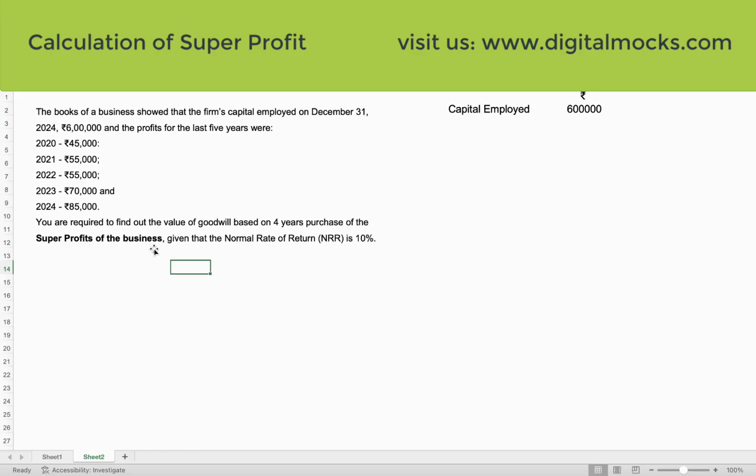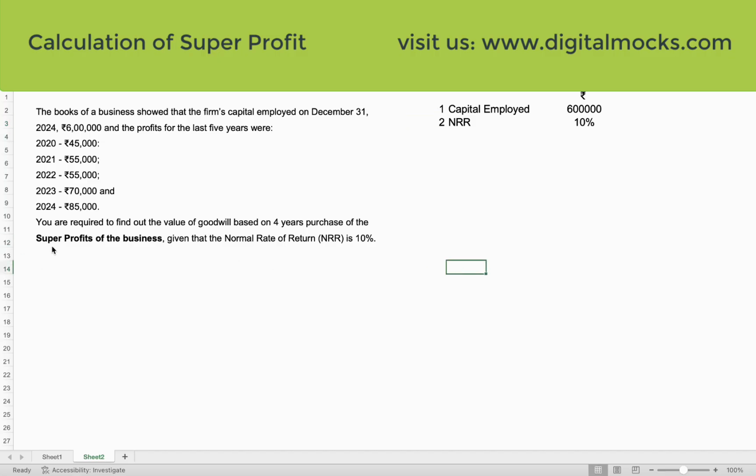Okay. And what is given here further? Given that the normal rate of return is 10%. So the next item is normal rate of return, and what is the normal rate of return? 10%. So what do we mean by NRR? NRR means the rate of return which we can earn, I mean to say in this question NRR is 10%. It means without any risk we can earn 10%. Okay, so that is called a normal rate of return. So we got two elements here. First is capital employed, second one is normal rate of return.